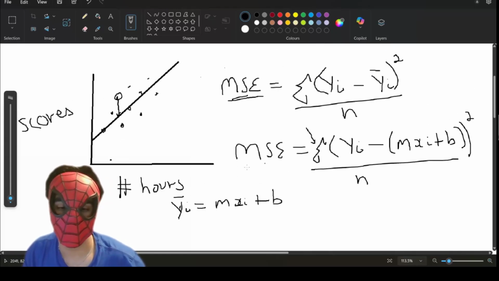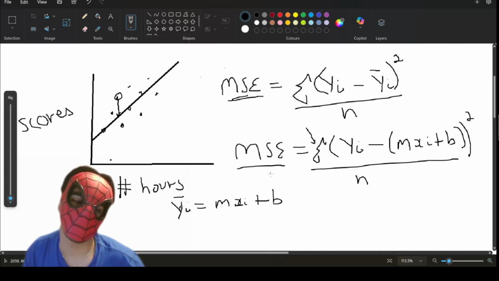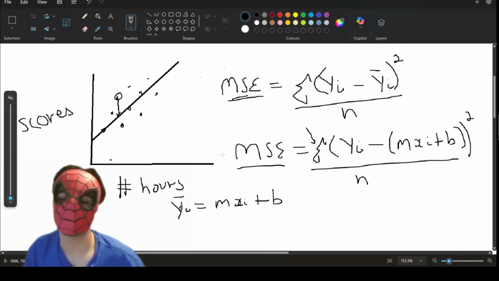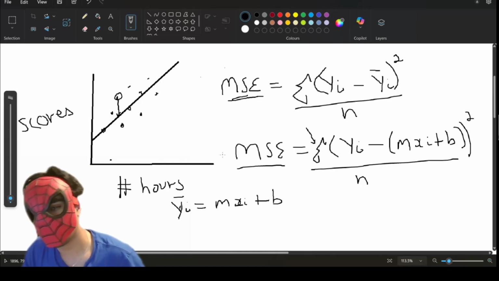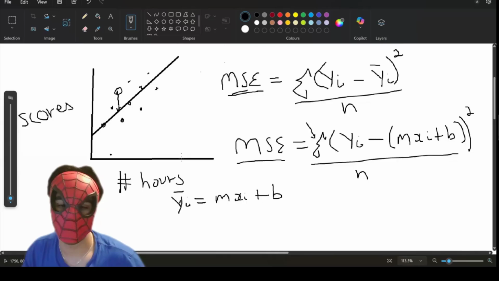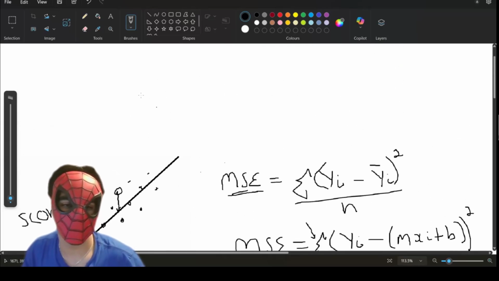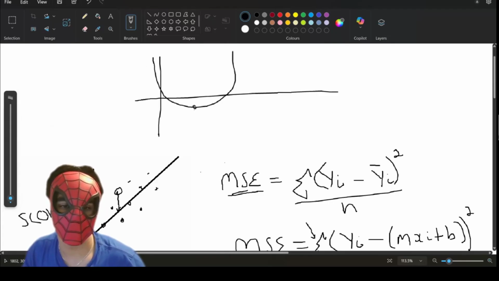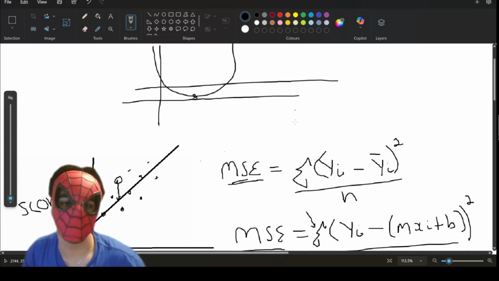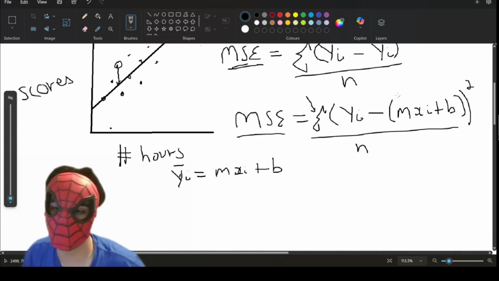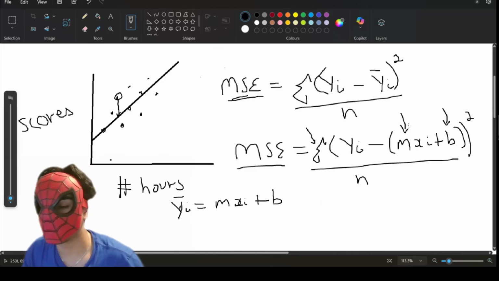So now we must minimize the mean squared error, right? So how do we minimize? You probably learned in calculus, to minimize, we find the derivative and we set it equal to 0. That will give us the minimum. The mean squared error is like a parabola, so we just have to find where the slope is equal to 0. Now the mean squared error has two variables, the slope and the y-intercept.